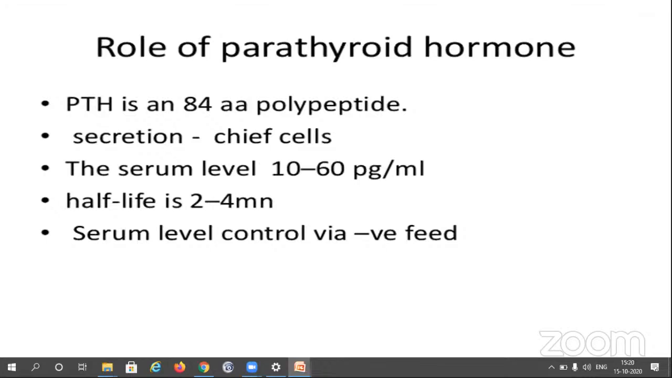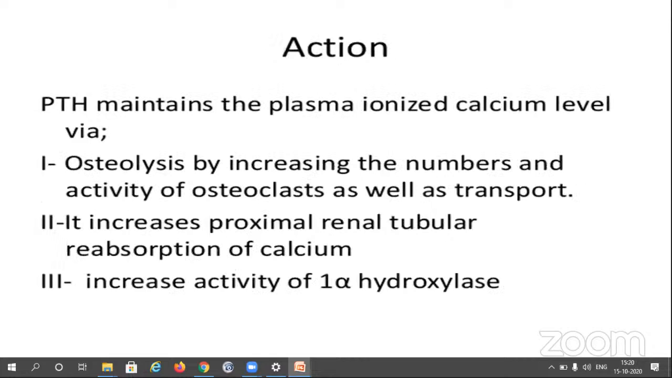Role of parathyroid hormone. Parathyroid hormone is an 84 amino acid polypeptide secreted by the chief cells. The normal level of parathyroid hormone is 10 to 60 picogram per ml, and its half-life is 2 to 4 minutes. Its serum level is controlled by negative feedback.